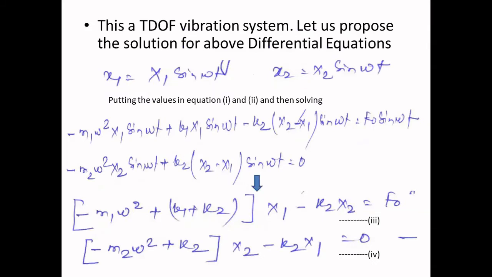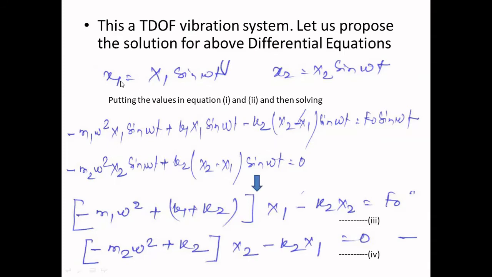Now, in order to analyze the behavior of the amplitude of displacement of mass 1 and 2, we propose the solution of displacement for mass 1 as x1 equal to capital X1 sine omega t, where capital X1 represents the amplitude of vibration of mass 1. Similarly, x2 we represent as capital X2 sine omega t, assuming that both the masses are moving with a single frequency omega, that is the external excitation frequency.